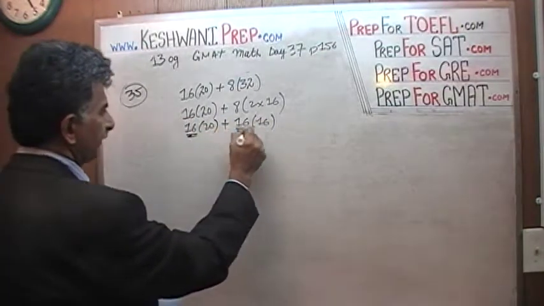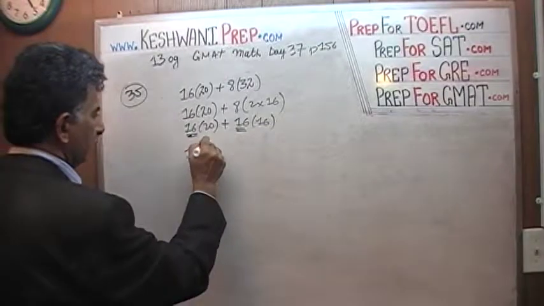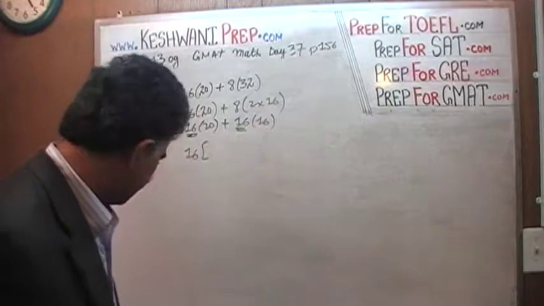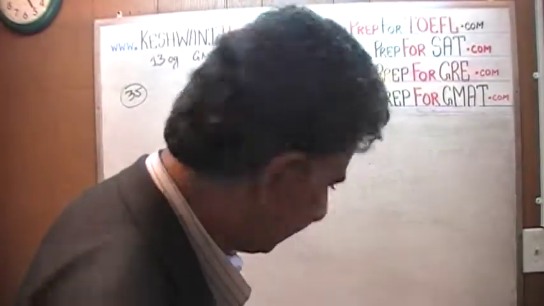We can take out the 16 common. The 16 here can be taken out common. Let me change this marker. This is annoying. I don't know why it's not dark. I keep picking up different ones and they all.